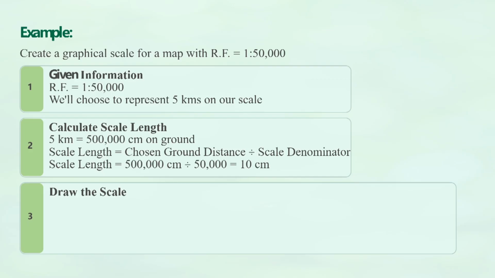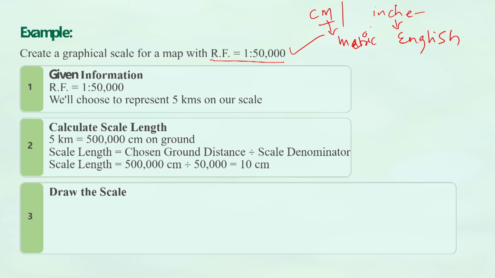Now, for example, look at the screen everyone. Here we are going to construct a graphical scale using this representative fraction scale. Here the given value is 1:50,000. See, the representative fraction is common for any system of measurement, that may be the metric system or the English system, that is inches to mile. This is the English system of measurement. This is the metric system of measurement, you know. Now let us consider this is given in the metric system.